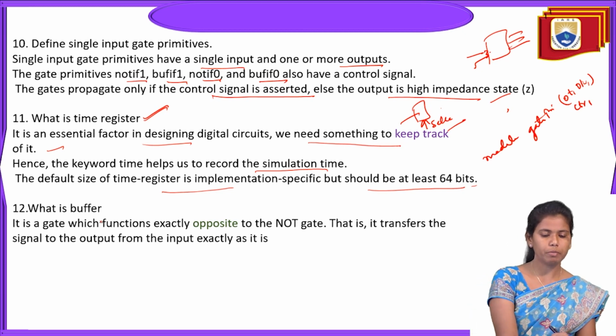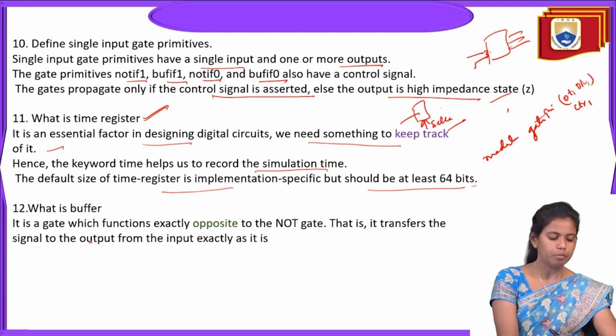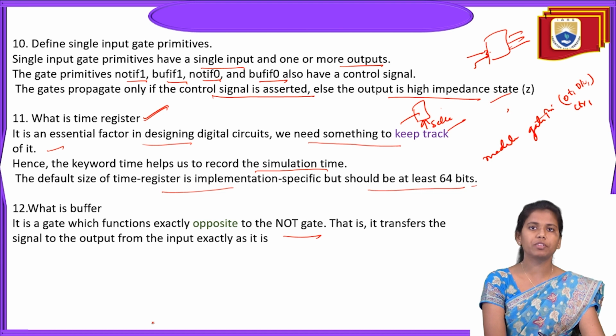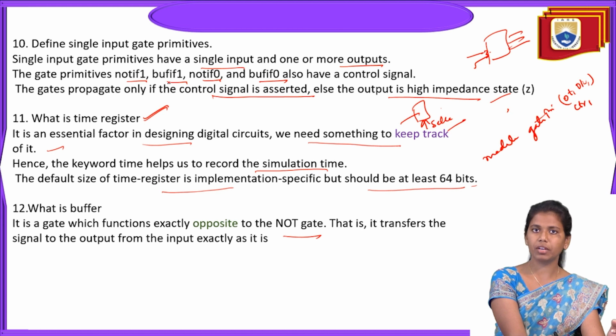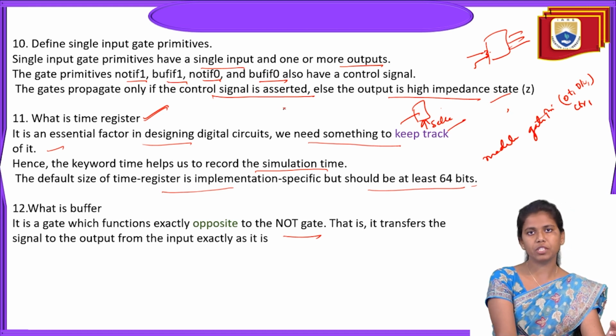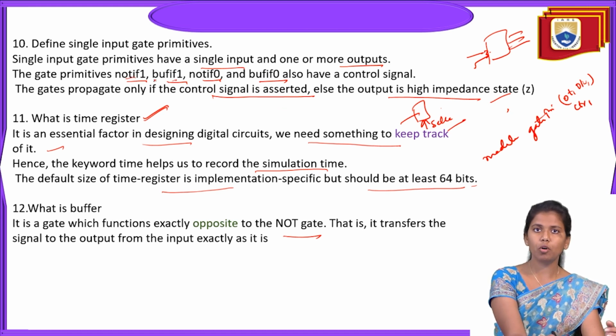And then coming to the buffer. So what is this buffer? Buffer is nothing but a gate which functions exactly opposite to the NOT gate. So here, the gates which come under single input primitive gates are notif1, bufif1, notif0, bufif0. So here NOT and buf, they both are gates, right? So obviously here the buffer functions exactly opposite to the NOT gate.